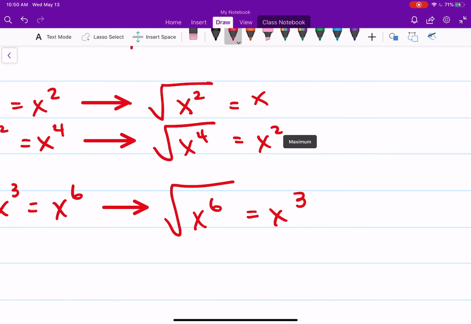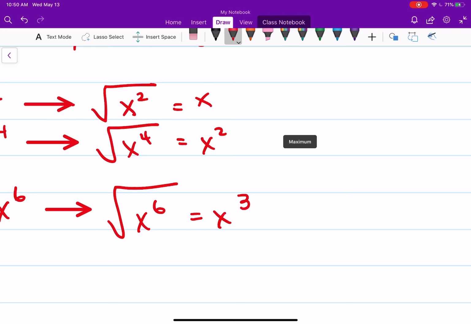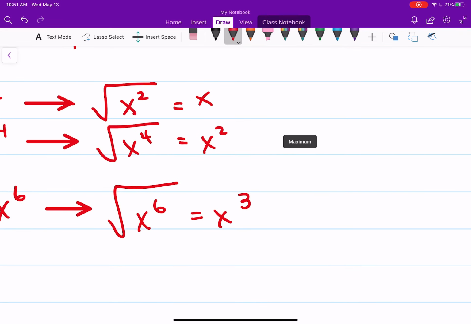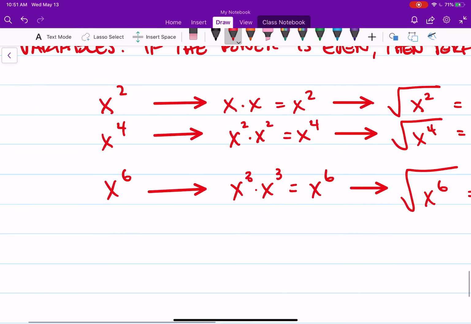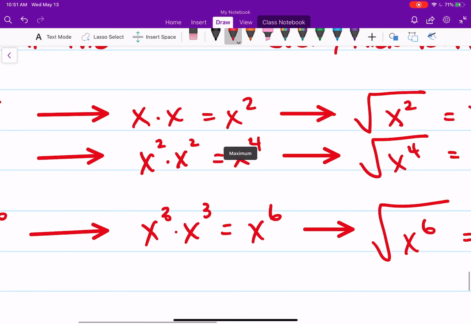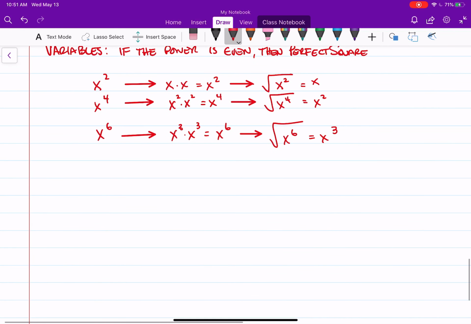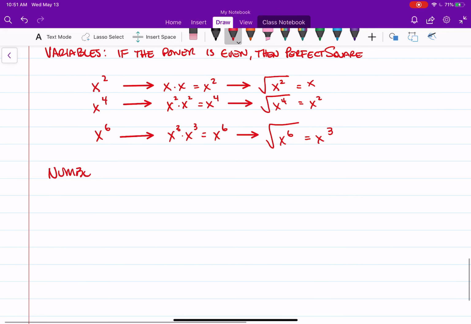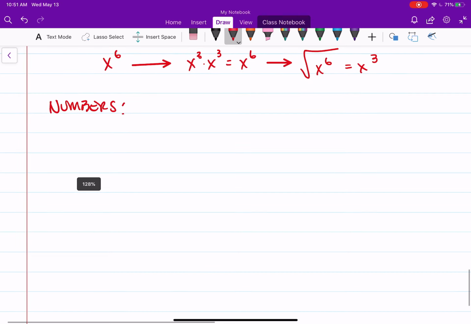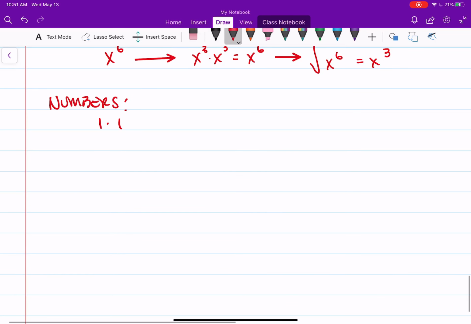Okay? And I want you to notice the powers. Okay? When I take the square root of it, what happens? It takes half the power. Okay? And if you think of it this way, it takes 2 halves to make a whole. Okay? All right, so that's for variables. How about for numbers? Okay? For numbers, so 1 times 1 is equal to 1. So 1 is a perfect square. 2 times 2 is equal to 4. 3 times 3 is equal to 9. 4 times 4 is equal to 16. 5 times 5 is equal to 25.